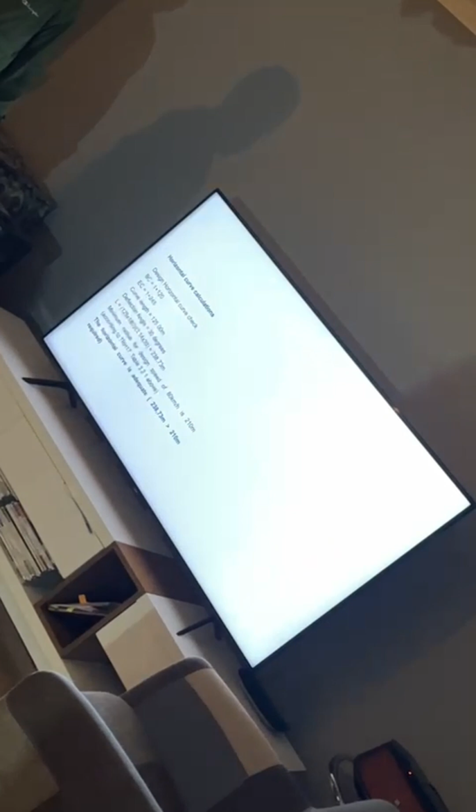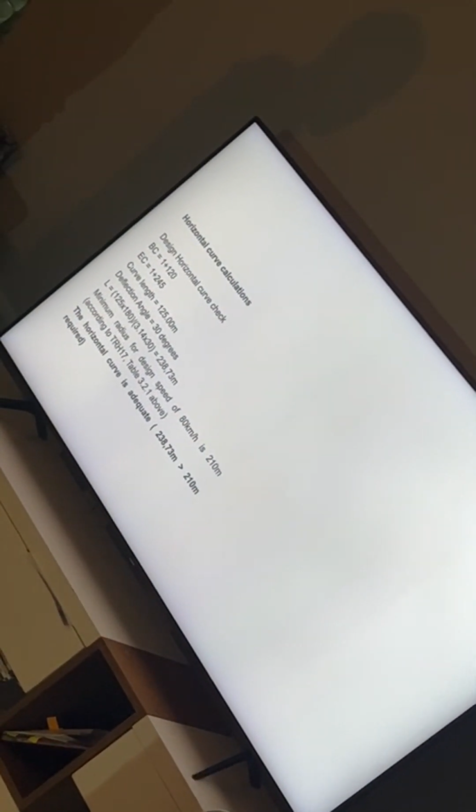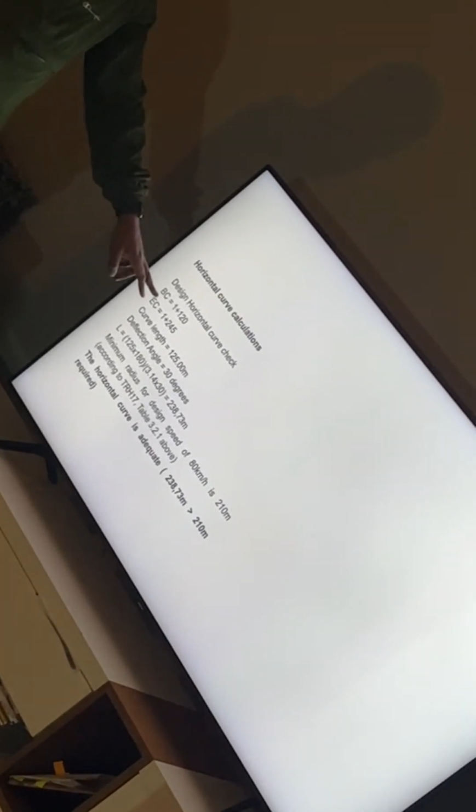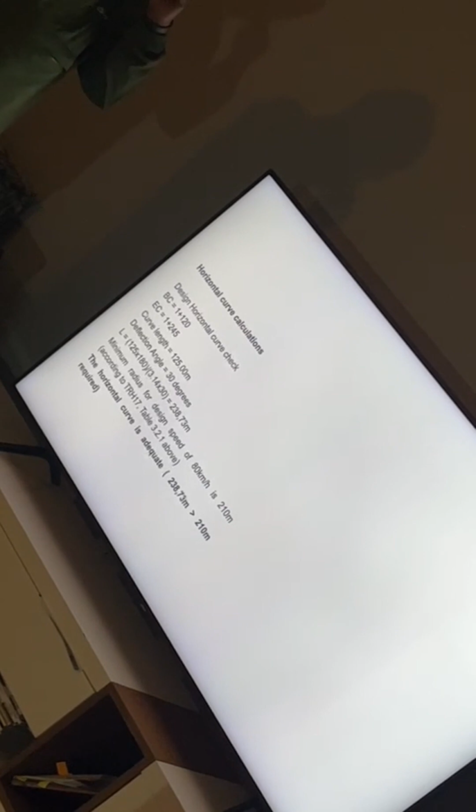These are some horizontal curve calculations, design horizontal curve checks. Beginning of curve on the horizontal is at chainage 1+120. End of curve is at chainage 1+245. The length of that curve is 125 meters. The deflection angle is 30 degrees.